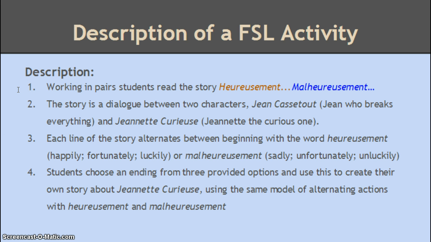So the steps of the activity. Working in pairs, students read the story Heureusement, Malheureusement, which means happily and unhappily. The story is essentially a dialogue between two characters. A male character named Jean Casse-tout, which means John who breaks everything, and a female character named Jeannette Curieuse, which means Jeannette the curious one. Each line of the story alternates, beginning with the word heureusement or malheureusement. Students then choose an ending from the 3 provided options and use this to create their own story about Jeannette Curieuse, following the same model of alternating actions with heureusement and malheureusement.